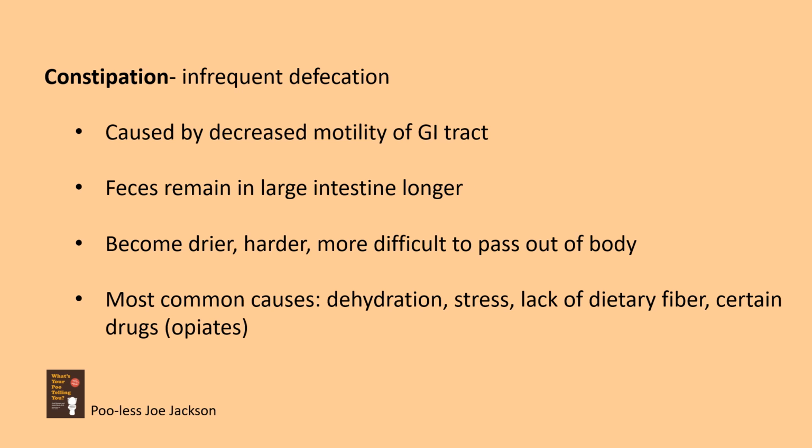And so that perforated large intestine allows the bacteria to now enter the peritoneal cavity. So those bacteria that are part of our normal healthy gut flora, they're absolutely fine and good when they're inside your intestine, but if they enter your abdominal pelvic cavity, they can cause infection, which leads to sepsis, which leads to death. So poor Pooless Joe Jackson died of Hirschsprung's disease when he was about 12 years old.